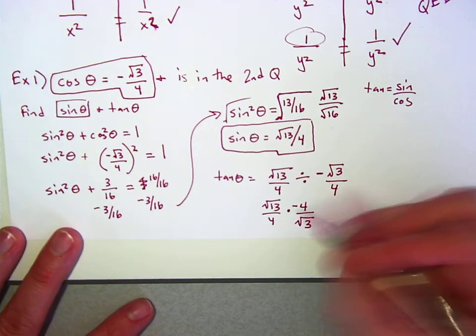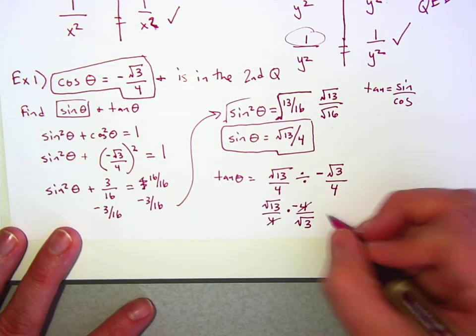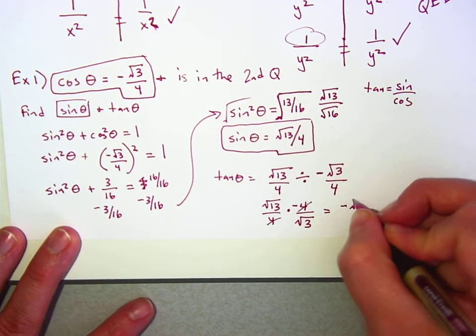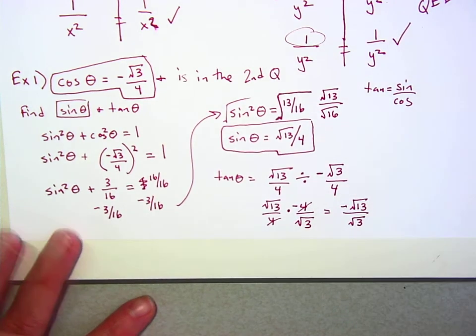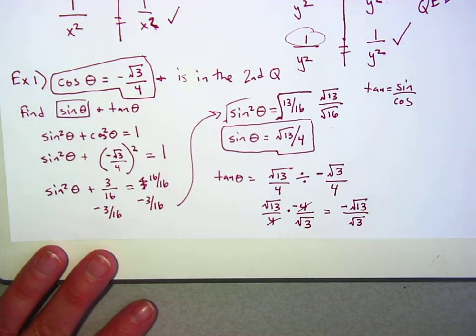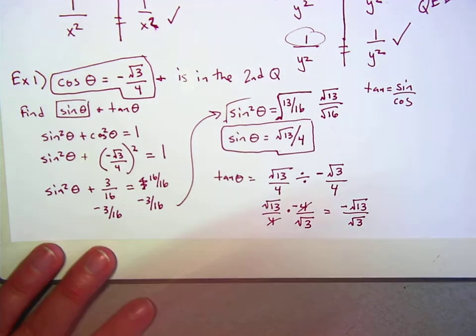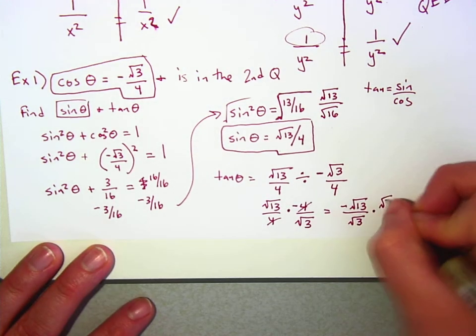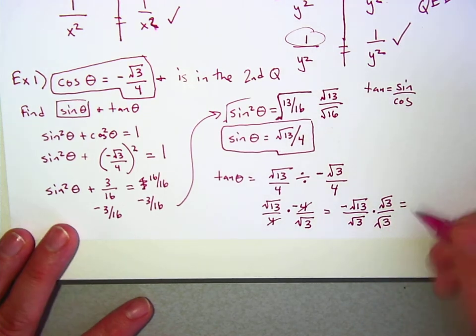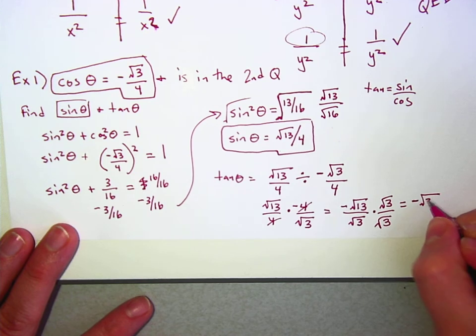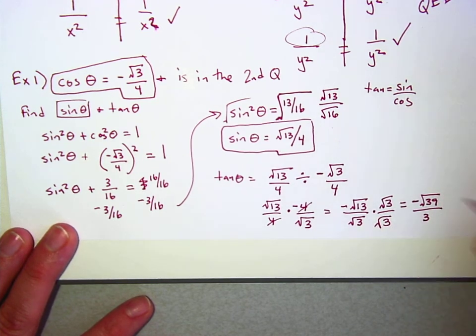The 4's cancel out, right? My answer is going to be negative square root of 13 over the square root of 3, but that's not good, because there's a radical on the bottom. That stupid rule that I hate so much. So we're going to rationalize it, because we have to. Which is negative the square root of 39 over 3. And that is tangent.